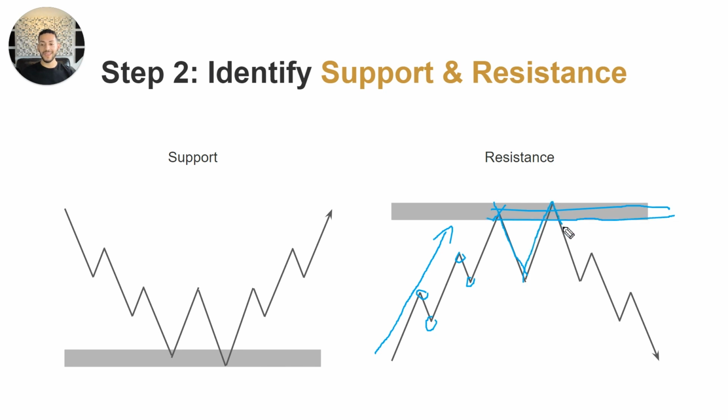Price comes back to it and rejects once more to change directions. Again, that is the ceiling that stopped price from moving forward.